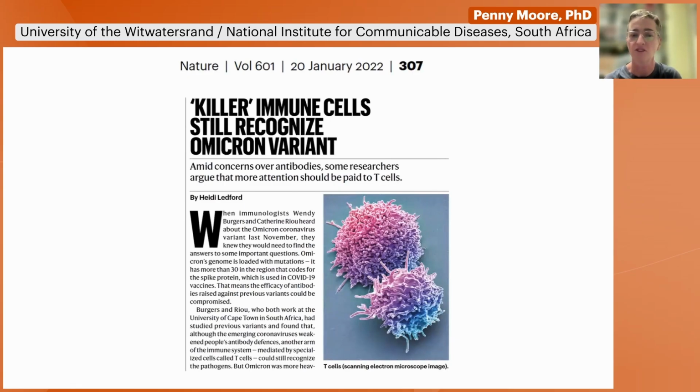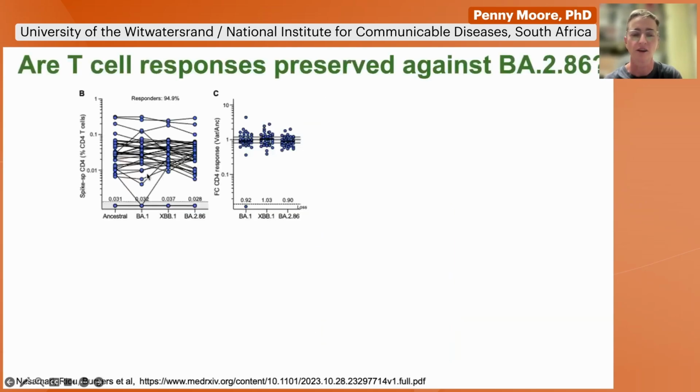Here, what Wendy Burgers and Catherine Riou and colleagues from the University of Cape Town showed was that even against Omicron, those T cells retained activity. And so the question is, against BA.2.86, which is now twice as mutated as Omicron, do those T cells still retain activity, and can we expect that they would protect against severe infection? And indeed they do. This is unpublished data. It's on medRxiv, also from Wendy Burgers and Catherine Riou.